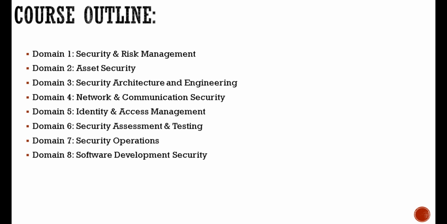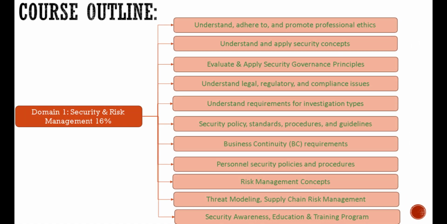Now let's discuss the CISSP exam preparation and the course outline. There are a total of 8 domains, starting with domain one, which accounts for 16% of the exam weightage and is the highest weightage domain.